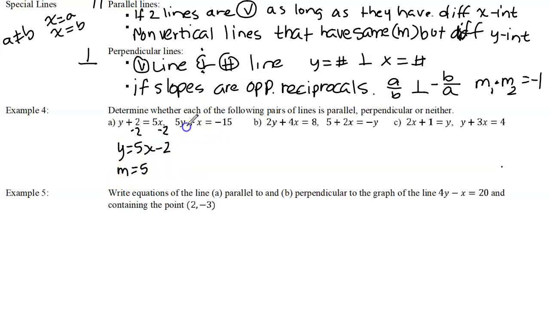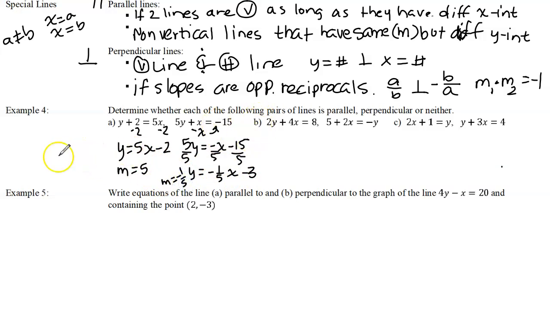Okay, let's move to this one. We'll rearrange it. We'll move the x to the other side, put it up front right here. So 5y equals -x minus 15. And then divide by 5, divide by 5, and divide by 5, and we'll simplify. So that's y equals -1/5 x minus 3. So that's a slope of -1/5.